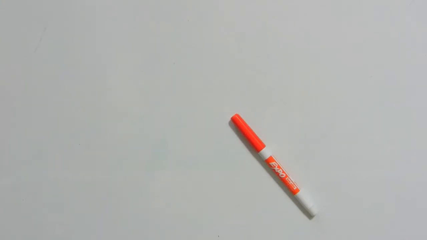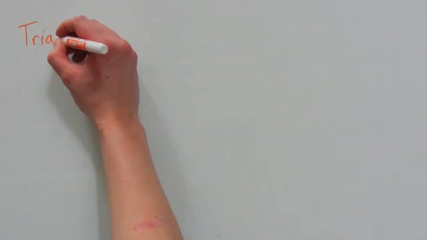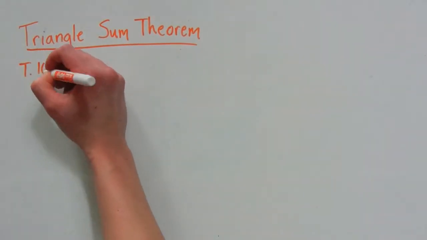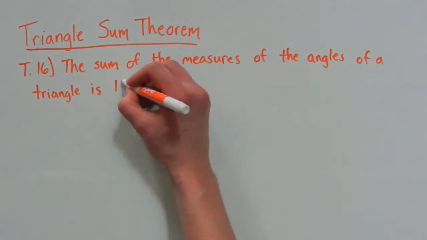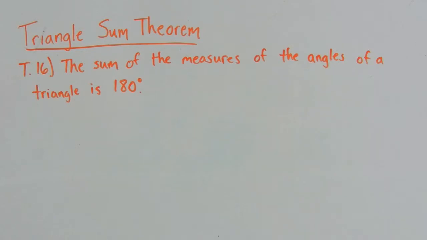In this video, I'm going to prove why the three interior angles of a triangle add up to be 180 degrees. The triangle sum theorem, T16 in our case, since this is the 16th theorem that we're going over in this geometry series, says that the sum of the measures of the angles of a triangle is 180 degrees. Let's illustrate that with a picture.